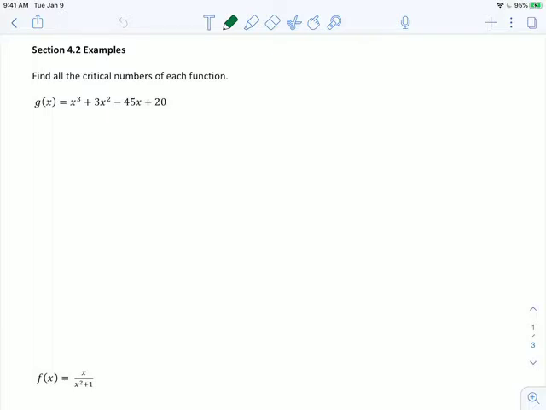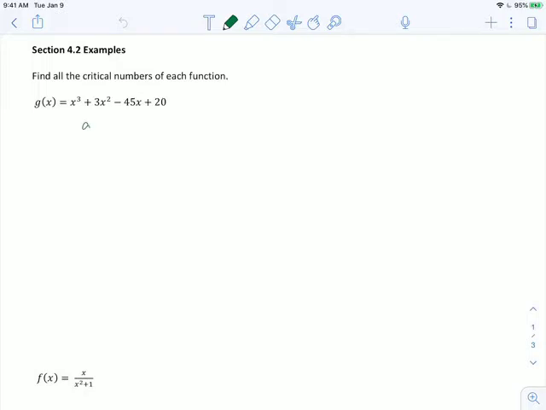So from the first more explanatory video from this section, we remember that critical points are numbers for which the derivative is either 0 or undefined. So let's go ahead and start looking at some examples. I'm using the word critical number, critical point interchangeably here. Our first example is a polynomial, g of x equals x cubed plus 3x squared minus 45x plus 20.